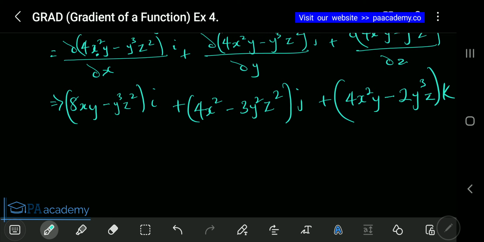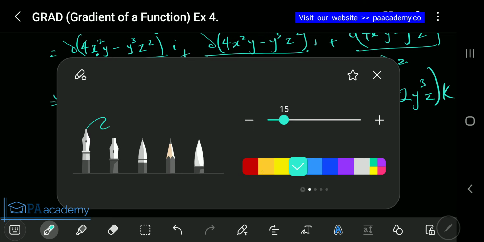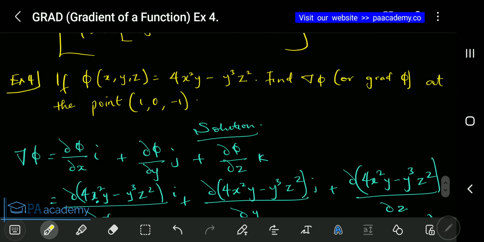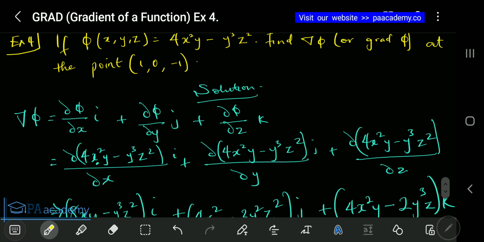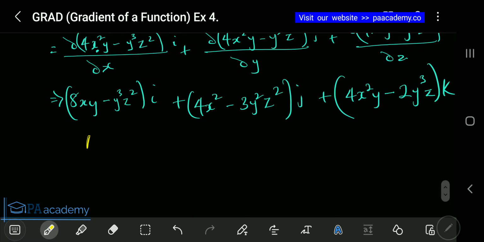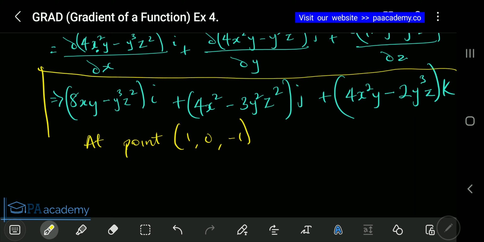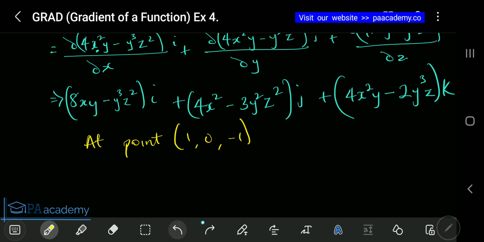Alright. However, if you go back to the question, we were told that there is a point. We should look for it at points 1, 0, and minus 1. So this is one significant difference from the previous example. If this was not given, we can just conclude at those points that this is our answer exactly. But now that we are given the points, we need to just continue.